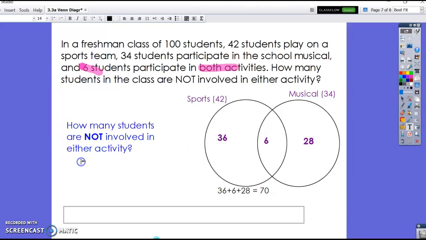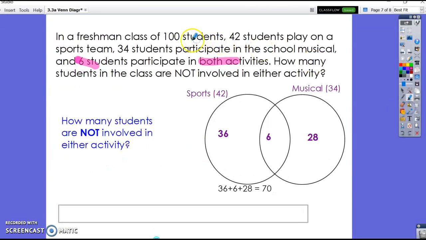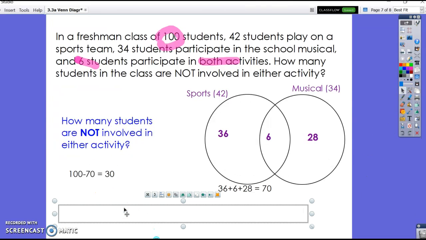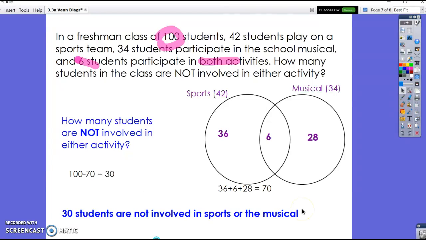Well, if we know from the beginning that there were 100 students, right? Looking back at our problem, there are 100 students in this freshman class. So if we take 100 and we subtract 70 students that are involved, that leaves us with 30 students who are not. So to answer our question, there are 30 students that are not involved in sports or the musical.